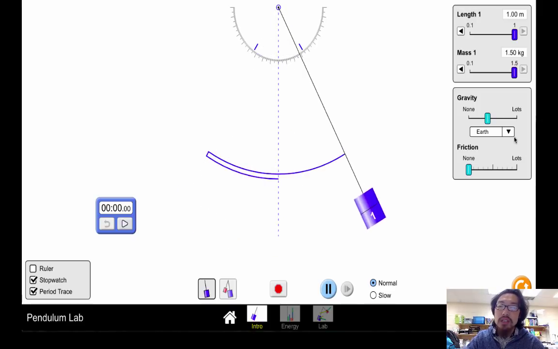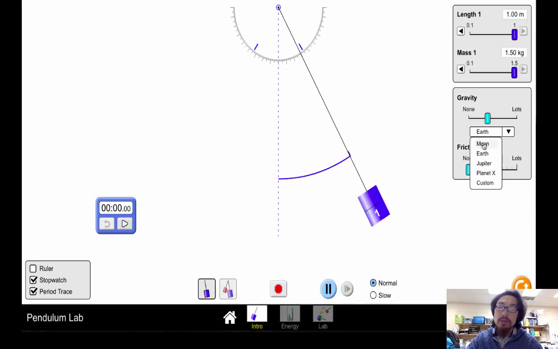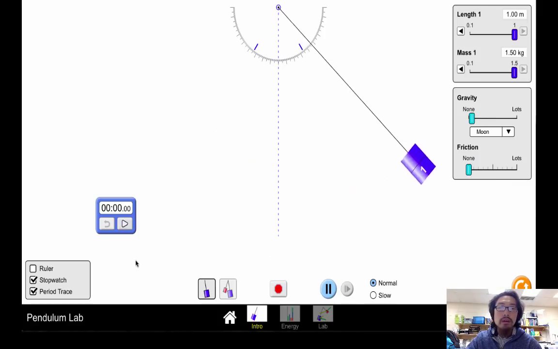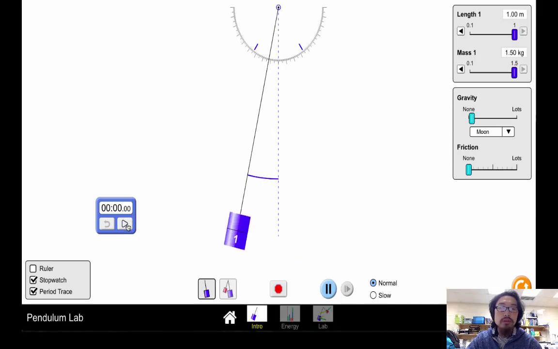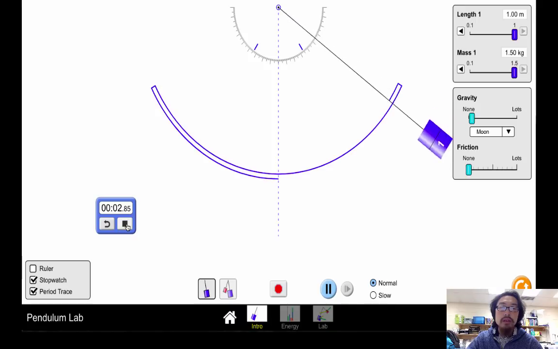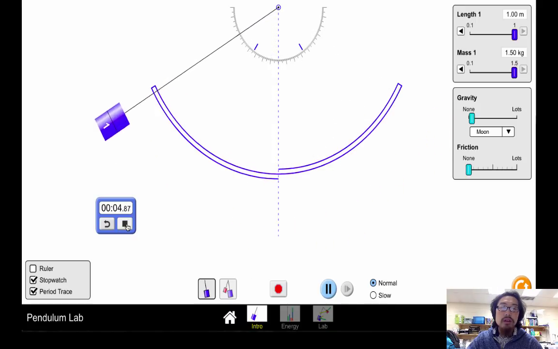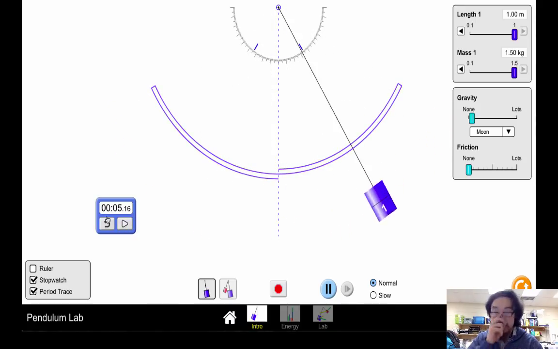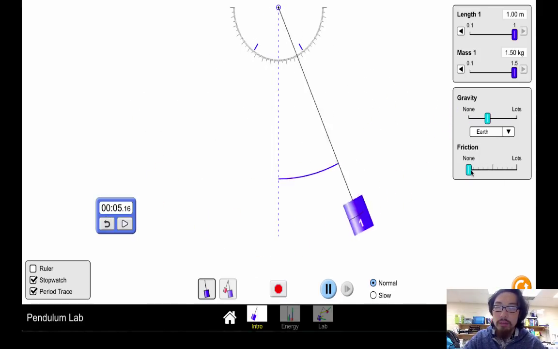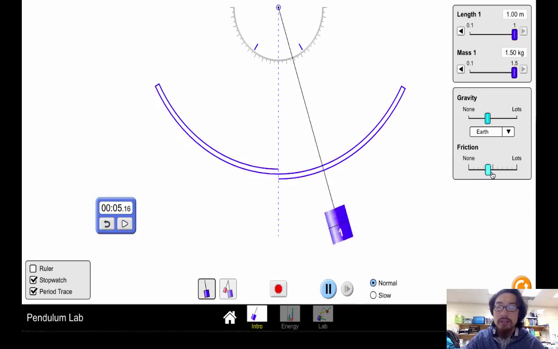But if we change the acceleration due to gravity, we know that it has an inverse relationship. So let's go to the moon. If we go to the moon, we can see that one period, wow, look at that, 5 seconds. Is that cool? All right, now let's go back to Earth, but let's add a dampening effect.